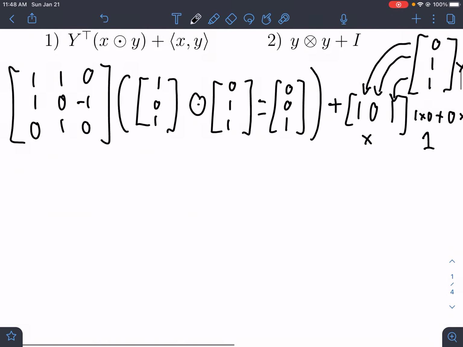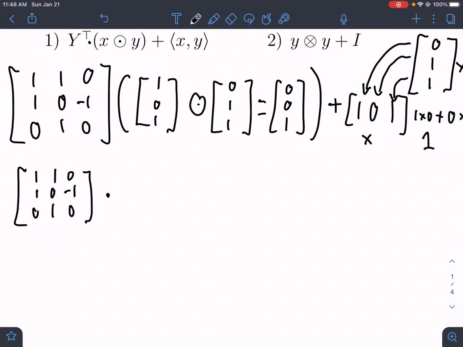So what we're going to do is we're going to multiply these out. This looks a little bit messy. This is multiplied, implied dot product here, because if there's no operation, we just assume dot product. 0, 0, 1, which is the result of the Hadamard product. And then we add on 1.